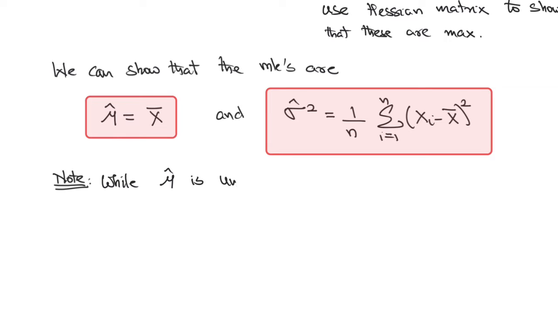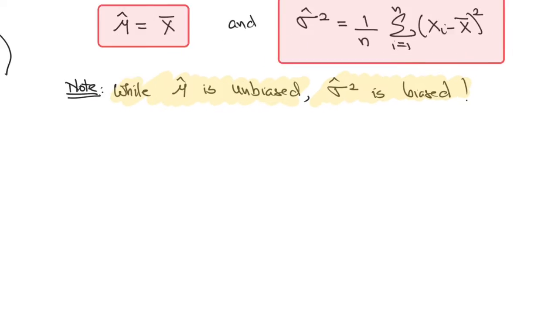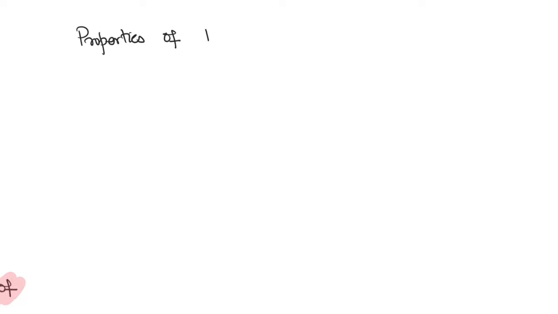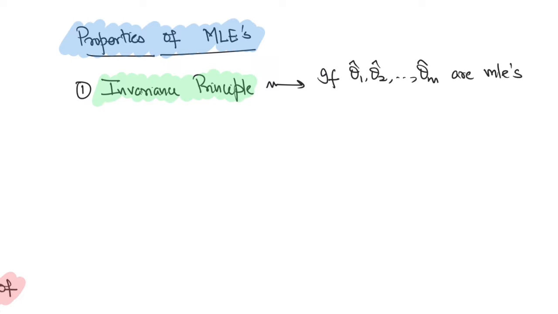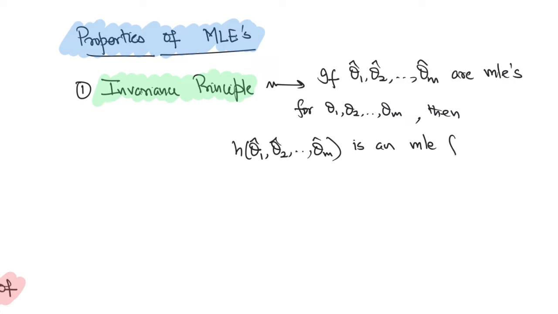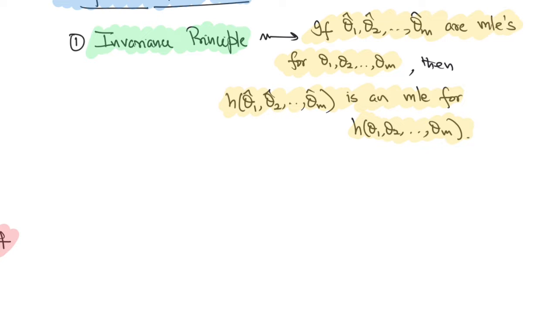Notice that the principle of maximum likelihood estimation gave us an unbiased estimate for mu, whereas a biased estimate for the variance. We will wrap up this video by talking about two important properties of maximum likelihood estimates. The first being the invariance principle, which says that if we have theta 1 hat, theta 2 hat up to theta m hat, MLEs for theta 1, theta 2 up to theta m, then h applied to theta 1 hat, comma theta 2 hat up to theta m hat will be an MLE for h applied to theta 1, theta 2 up to theta m.